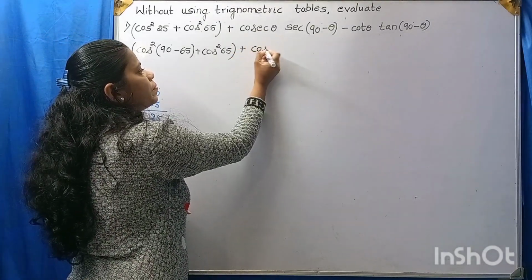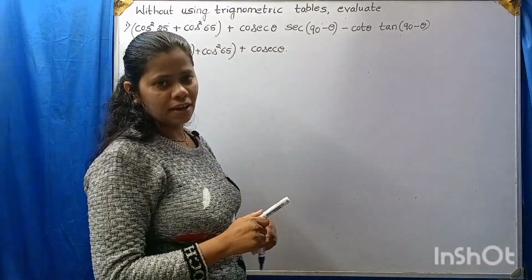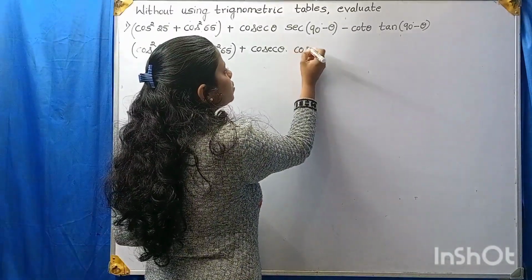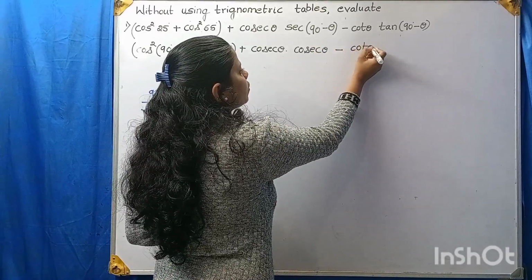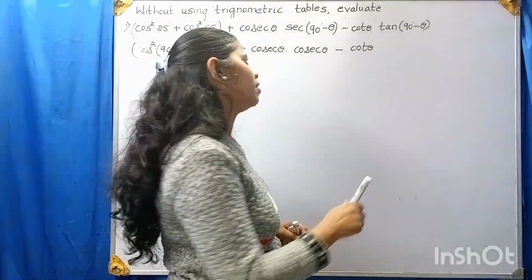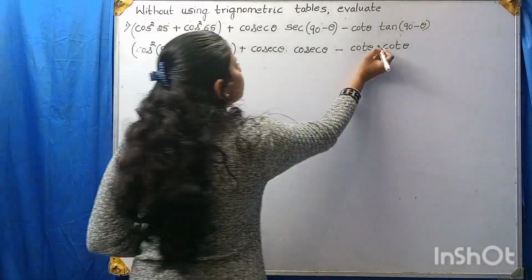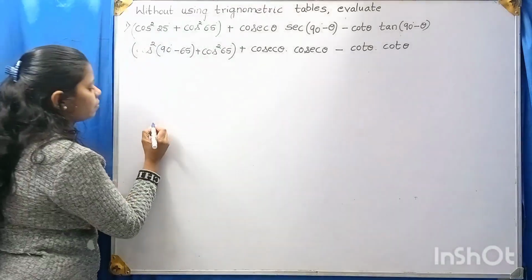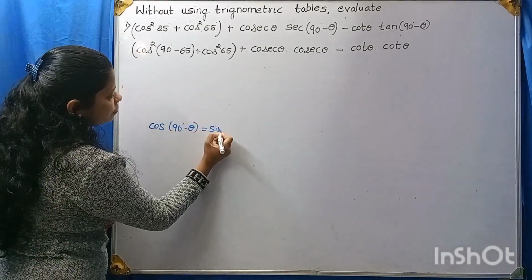cosecant theta into, we know that secant 90 degree minus theta is cosecant theta. That's our formula. Cosecant theta minus cot theta, and tan 90 degree minus theta is cot theta. It is also a formula. Into cot theta. We know that cos 90 degree minus theta is sin theta.